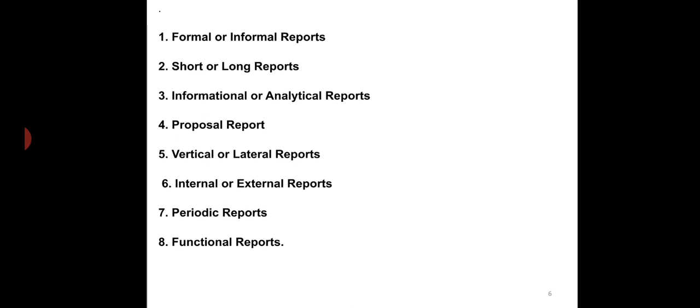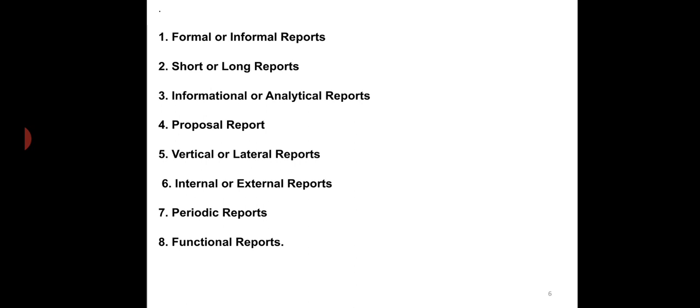Then the next one is short or long report. If the report consists of one or two pages, in the sense, that is a short report. Suppose the report extends to more than 5 pages, like 20 pages, 30 pages, or more than 100 pages, that is called a long report. This long report consists of all the characteristics of the formal report.